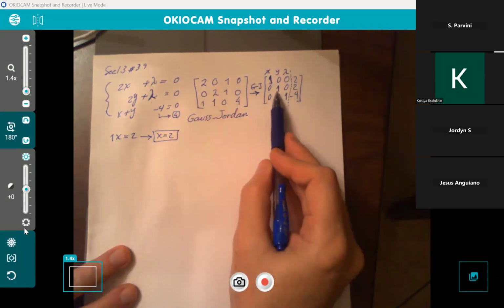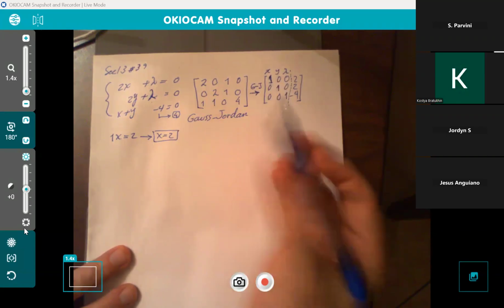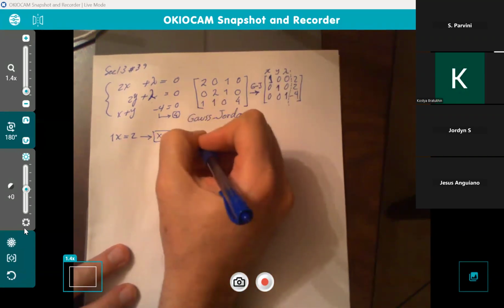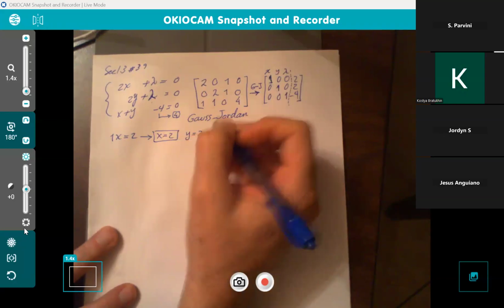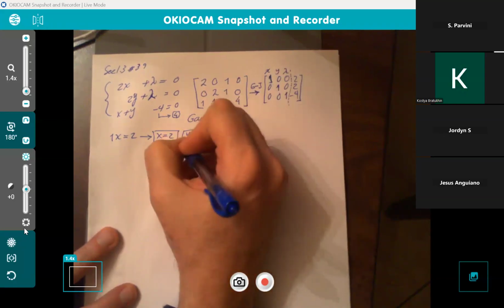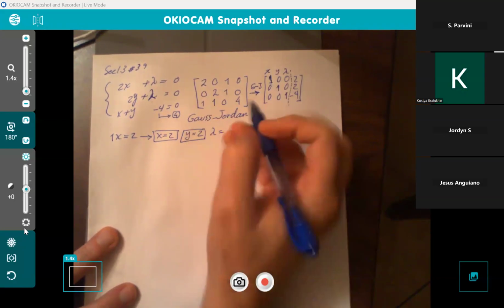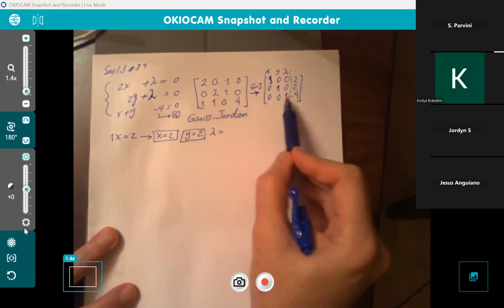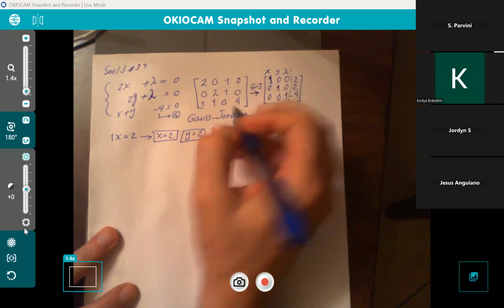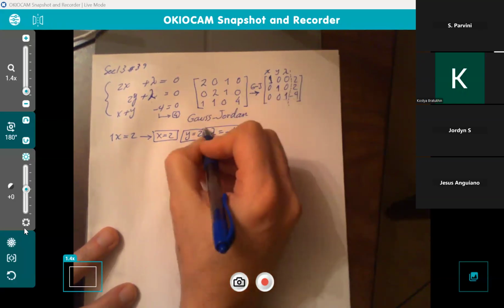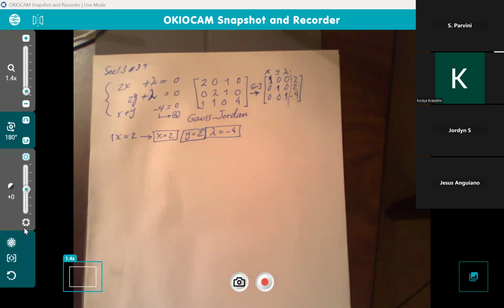This one is 1y, right? So that's just y is equal to 2. And finally, lambda. The last one actually solves for lambda. So right here, 1 lambda is -4, so lambda is -4. And there you have that. So that would be the solution to that system.